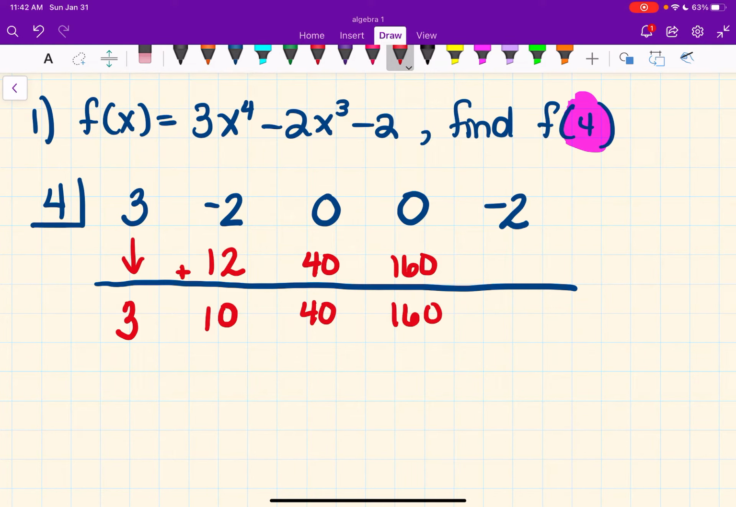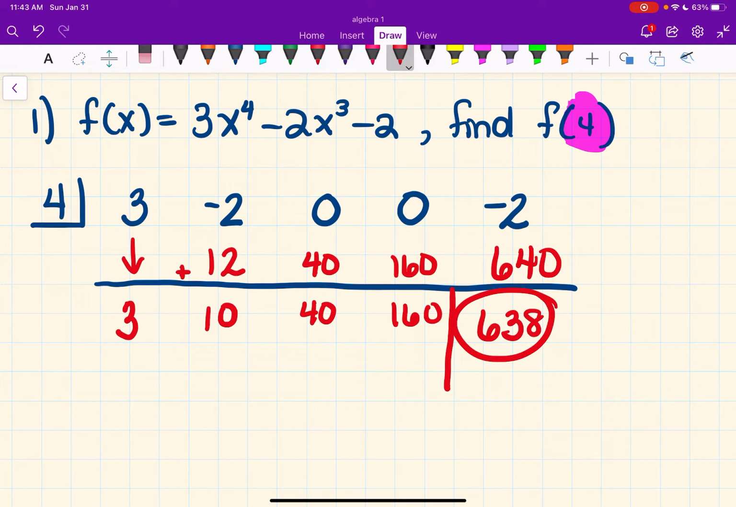160. Now remember, this is where our remainder is going to be, on this side of that line. That last number is going to be our remainder, and that remainder is the solution to this problem when we evaluate it for 4. 4 times 160 is 640. 640 minus 2 is 638. So there's the answer. If we were to plug 4 into that equation, we'd get 638.